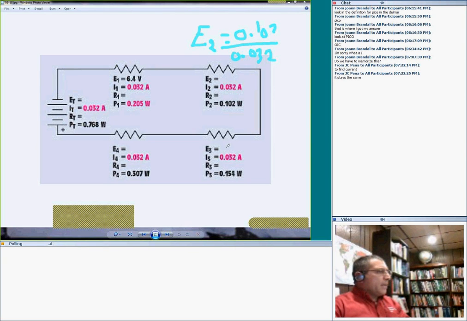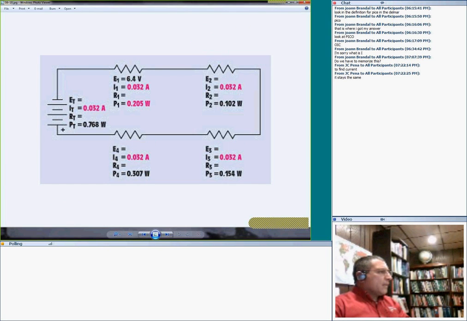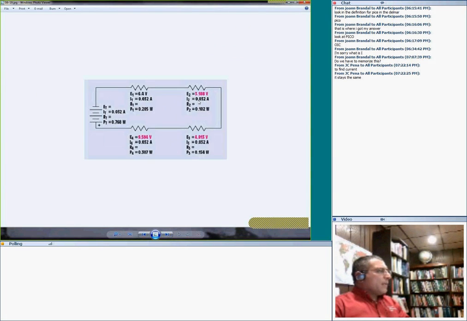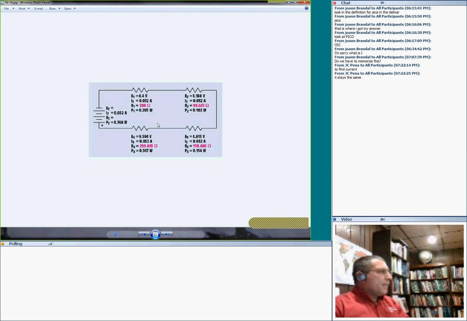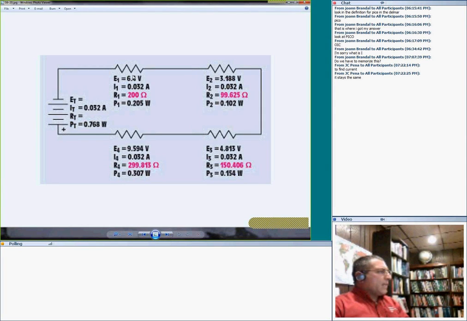And for E3, guys, you take the power divided by the current. When you do that, here's what you're going to get. You're going to get the voltages in every single one of them. Then, my friends, if you take the voltage divided by the current, you find the resistor.